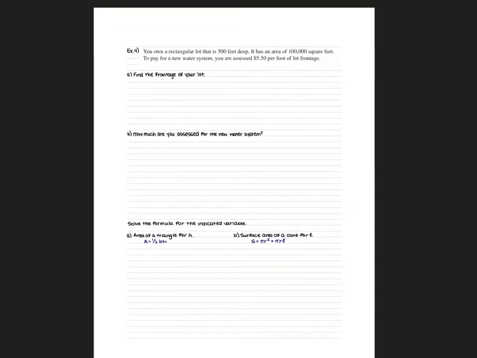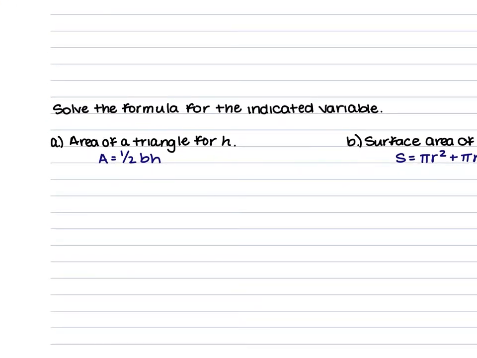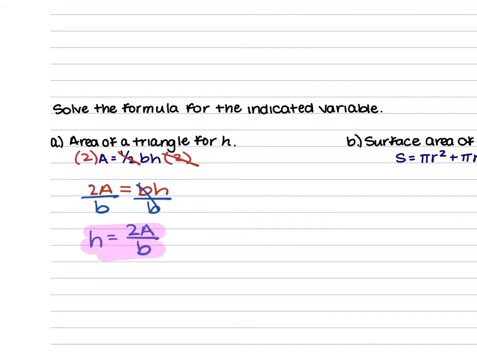We are going to skip over example 4 and move to where we are given specific formulas and solving for those variables. So for example A here, we have area is equal to 1/2 times the base times the height. We're solving for the height. So we are going to first start by multiplying each side by a 2 to get rid of that 1/2. So we have 2 times the area is equal to your base times your height. We're getting our height by itself, so we are going to divide each side by that base. So height is equal to 2 times the area over your base. And then B cannot equal 0.